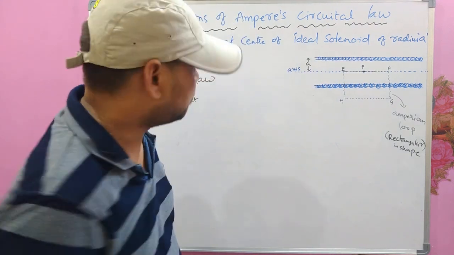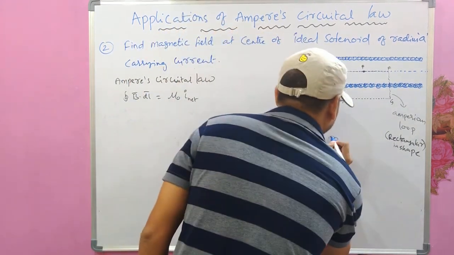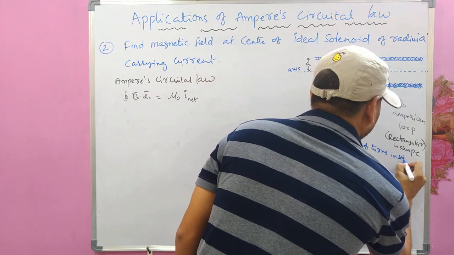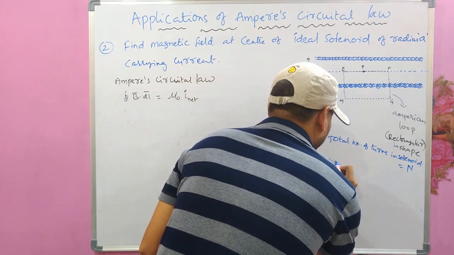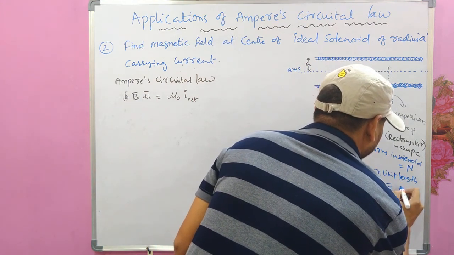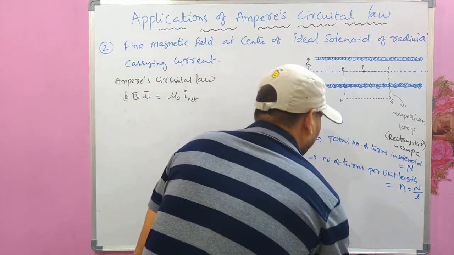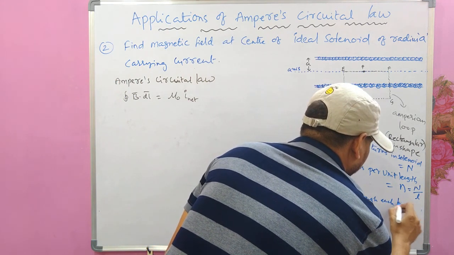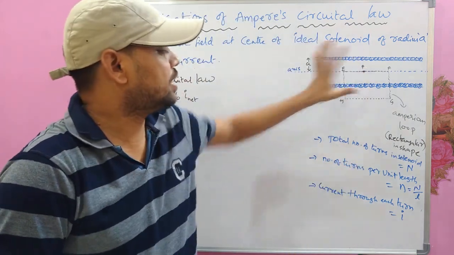Okay, so what is the total number of turns in the solenoid? The total number of turns in the solenoid is capital N. And the number of turns per unit length is small n, which is equal to capital N by L. And the current through each turn is equal to I. These are the specifications for the given solenoid.